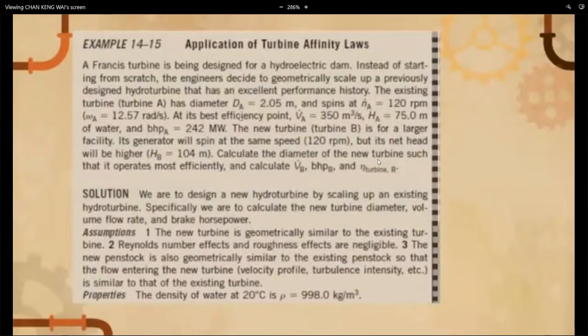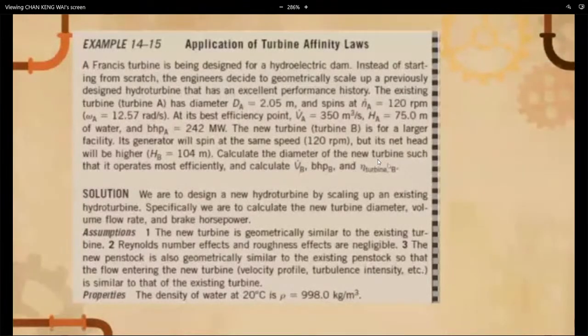and at its best efficiency point, the volumetric flow rate is 350 meter cube per second, the head is 75 meter, and the brake horsepower is 242 megawatt. The new turbine spins at the same speed, and the net head is slightly higher, which is 104 meter. Now you need to calculate the diameter for this new turbine, and then calculate the volumetric flow rate, brake horsepower, and the efficiency of the turbine.